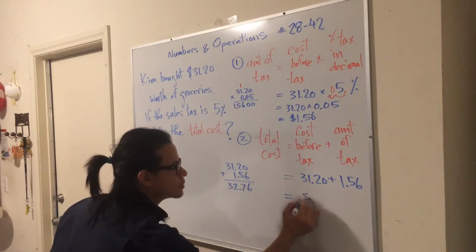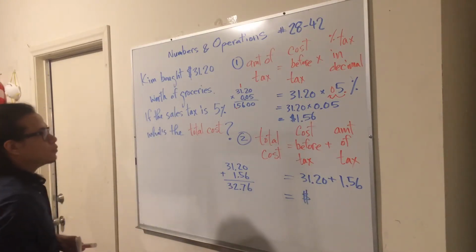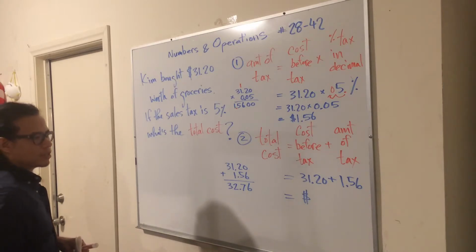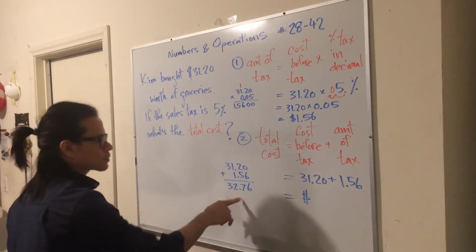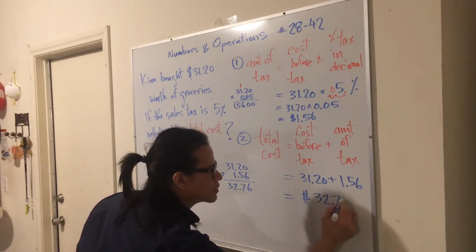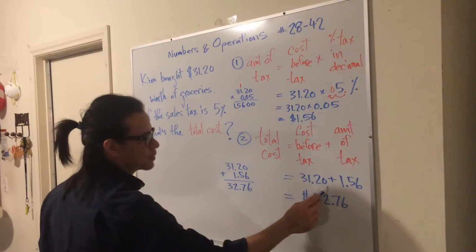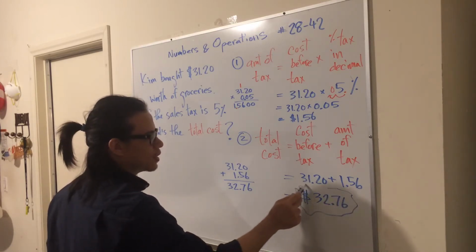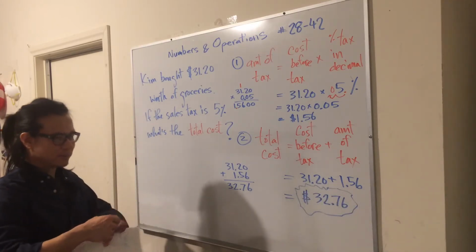So final answer, when Kim walks up to the cashier, she needs to cough up $32.76 to keep the security guard off her tail. All right, there you go.